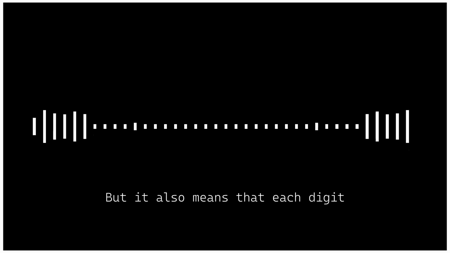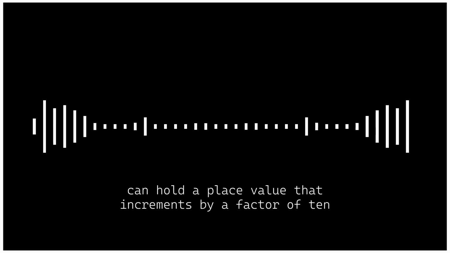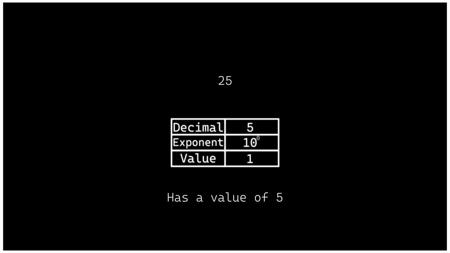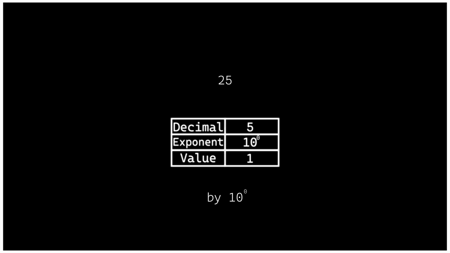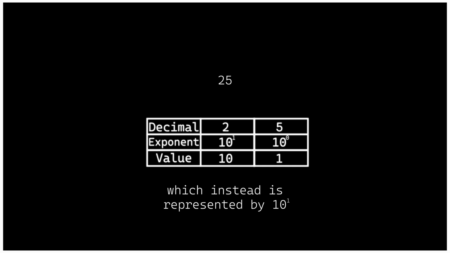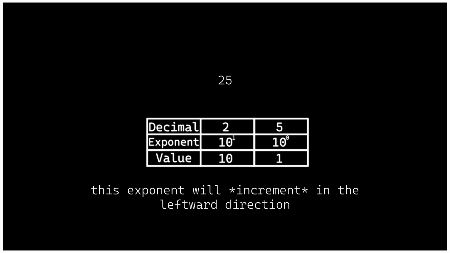But it also means that each digit can hold a place value that increments by a factor of 10. For example, the number 25 has a value of 5 in the 1s place, which mathematically is represented by 10 to the 0. But there's a 2 in the 10s place, which is instead represented by 10 to the 1. This exponent will increase in the leftward direction.